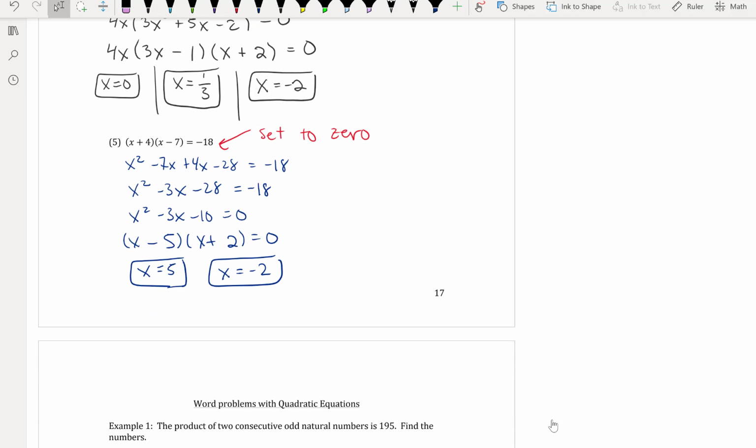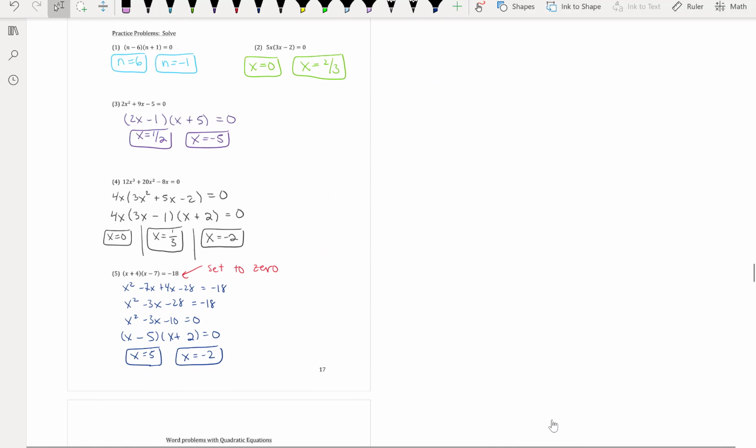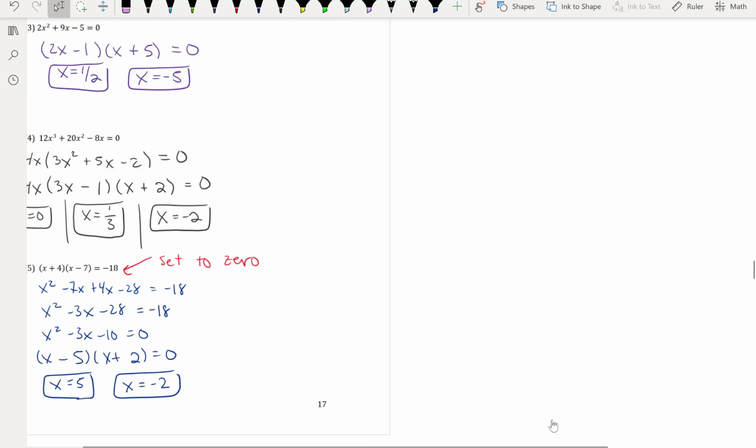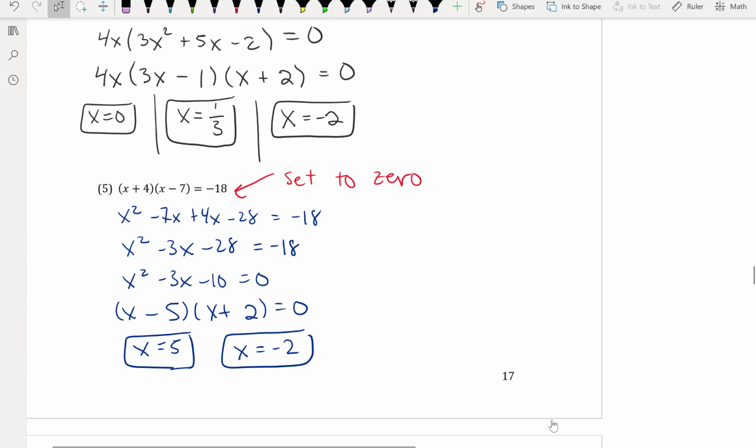And for number 5, which is different than the rest of them, as you can see, it's not equal to 0. So I'm going to have to do more work. So what I ended up doing here is that I ended up foiling. So when I foiled, I combined like terms, and then what I did is I added the positive 18 to both sides, so that way I can get the 0, and then I factored, and so I got my answer to be positive 5 and negative 2.